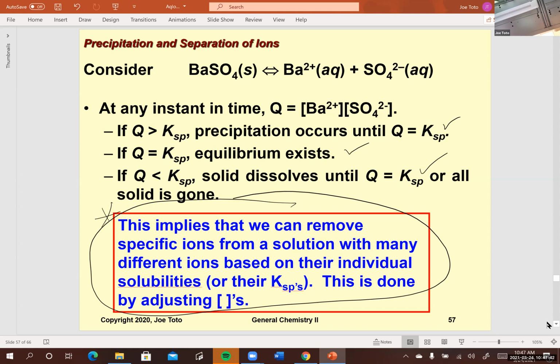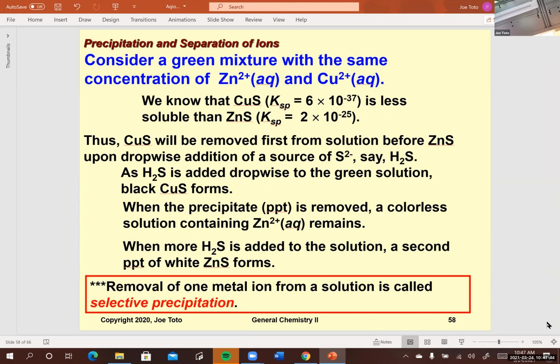So what does that mean? I want to look at that real quick. Say you have a solution and it contains zinc and copper. You know that both of these ions, zinc and copper, form an insoluble salt with sulfide. Furthermore, you know their KSPs because you looked them up. If I have a solution of these metals and I take an eyedropper and start adding sulfide into it, well, you tell me, which one do you think is going to precipitate first, the copper sulfide or the zinc sulfide?